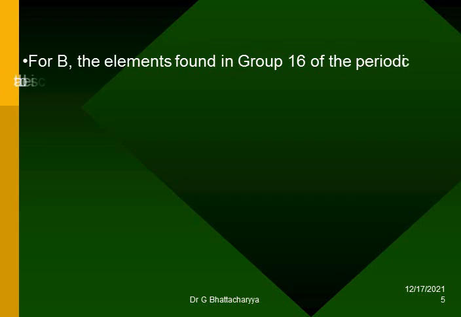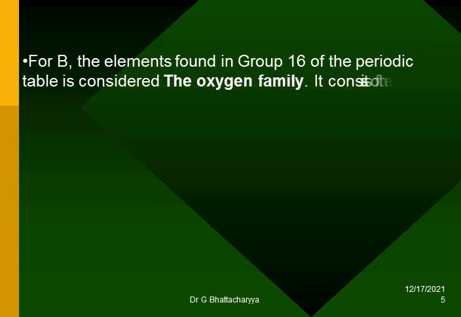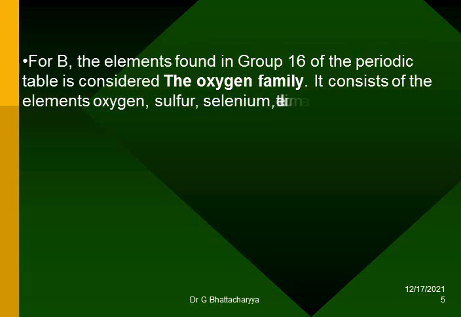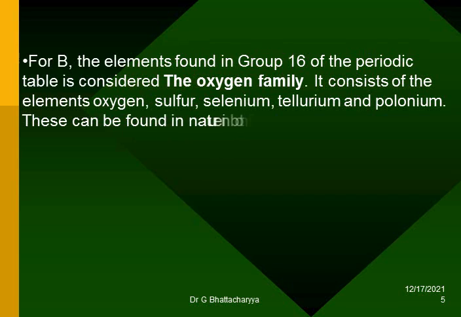For B, the elements found in group 16 of the periodic table are considered the oxygen family. It consists of the elements oxygen, sulfur, selenium, tellurium and polonium. These can be found in nature in both free and combined states.